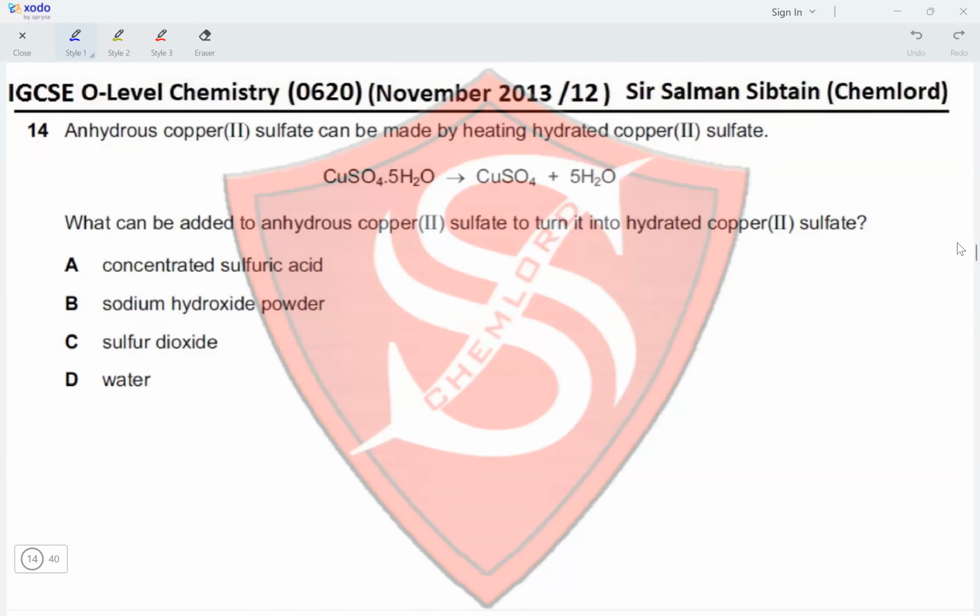we add concentrated sulfuric acid, no. We add sodium hydroxide powder, no. We add sulfur dioxide, no. We add water, yes. So this makes option D the correct option for this question.